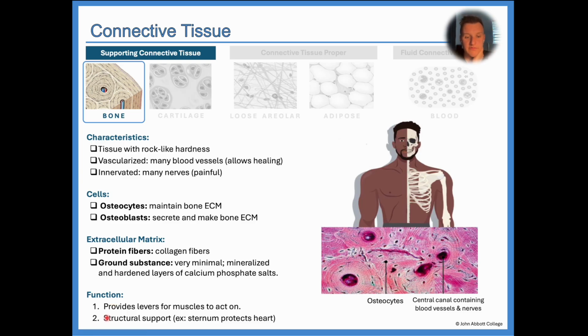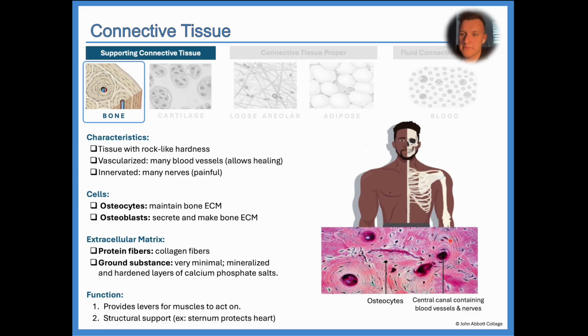They also provide structural support. An example of a bone that provides structural support is something like the sternum, right? It protects the heart, right? So some bones protect, the ribs protect the lungs, the skull protects the brain, the sternum protects the heart over here.